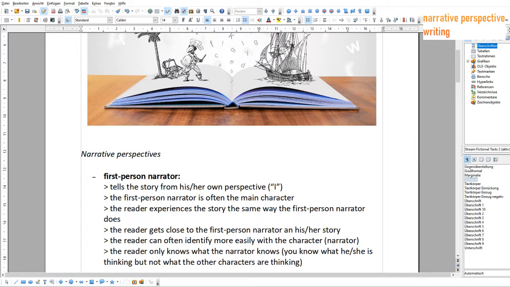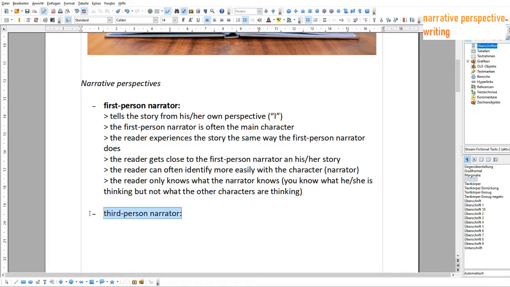Okay, if there are no questions so far, let's go on with the third-person narrator. Let's take a look at this kind of writing. So, the third-person narrator tells the story from an outside point of view. So with this kind of narrator, he or she is used, okay? For example, he fell down the stairs and then he had to go to the hospital, compared to I in the first-person narrator perspective. Okay.